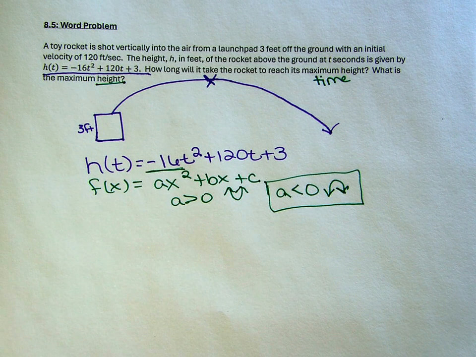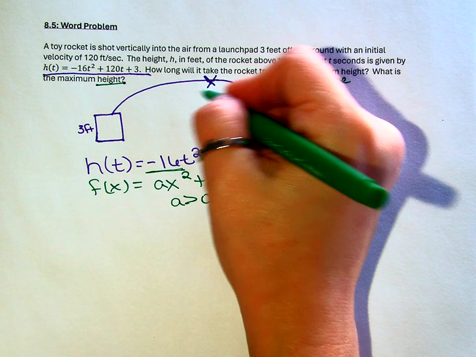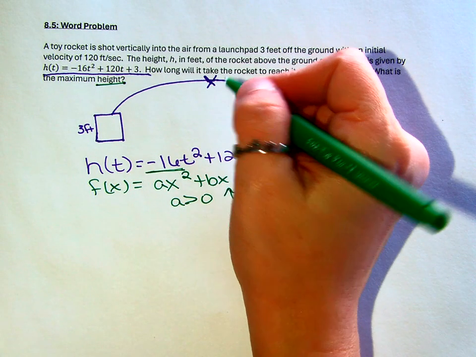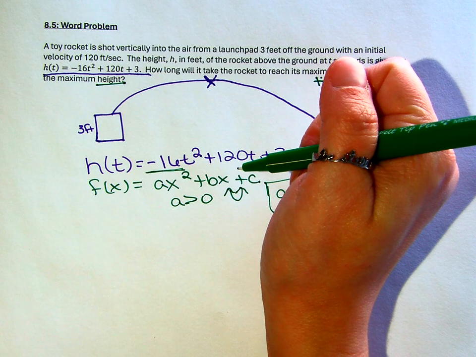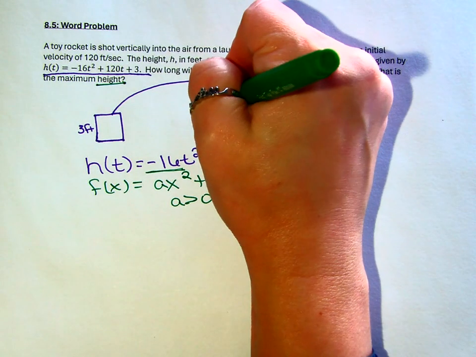So if we think about a parabola that's turned upside down like this, and we think about its maximum height, what would this point up here be where the maximum height happens? The vertex. That's exactly right. This is our vertex.